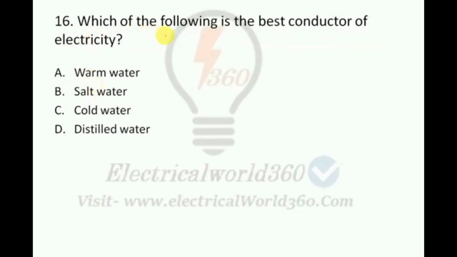Which of the following is the best conductor of electricity? Warm water, salt water, cold water, distilled water. So in this case option B will be the right answer, salt water. Salt water is the best conductor of electricity because of free ions present in the salt water.